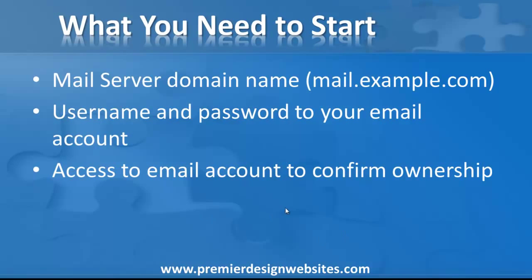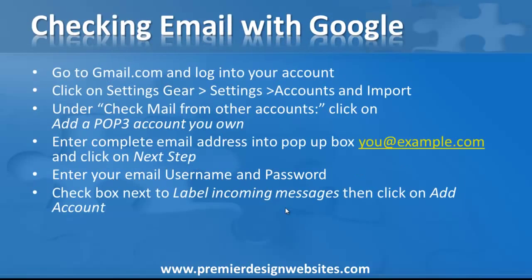And finally, you need access to the email account to confirm your ownership outside of Gmail. So if you already have it set up on webmail somewhere else, you have access to it, or Outlook, you'll be sending an email to it that you'll need to be able to access. Okay, so those are the four things that you need. So let's get started with checking our email with Google.